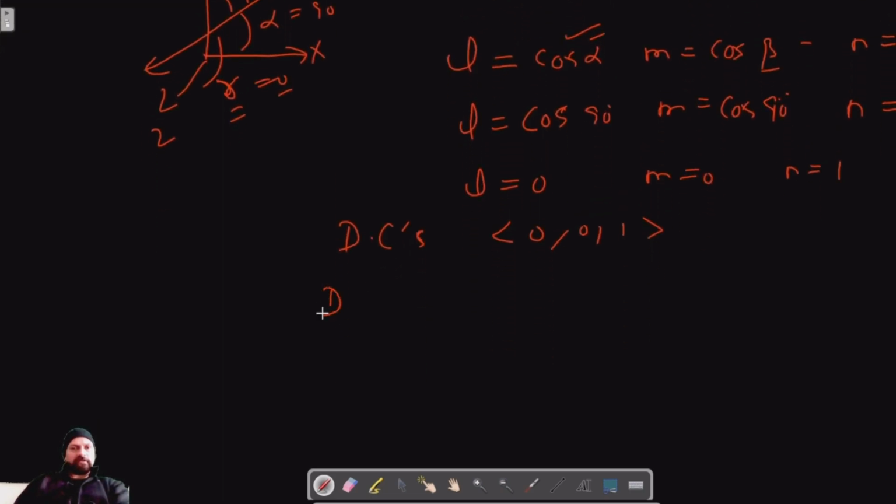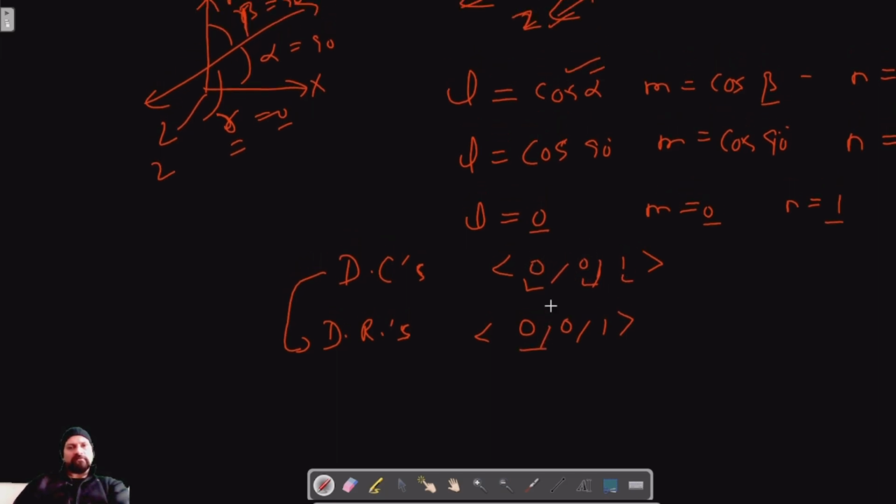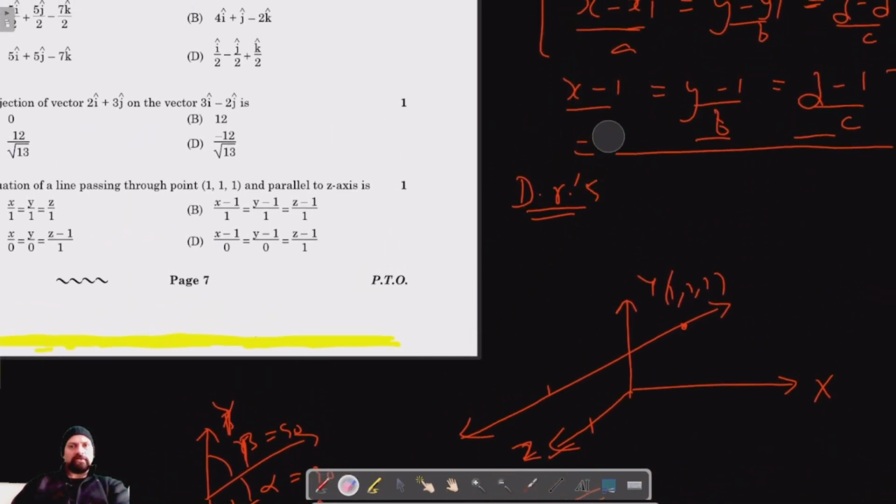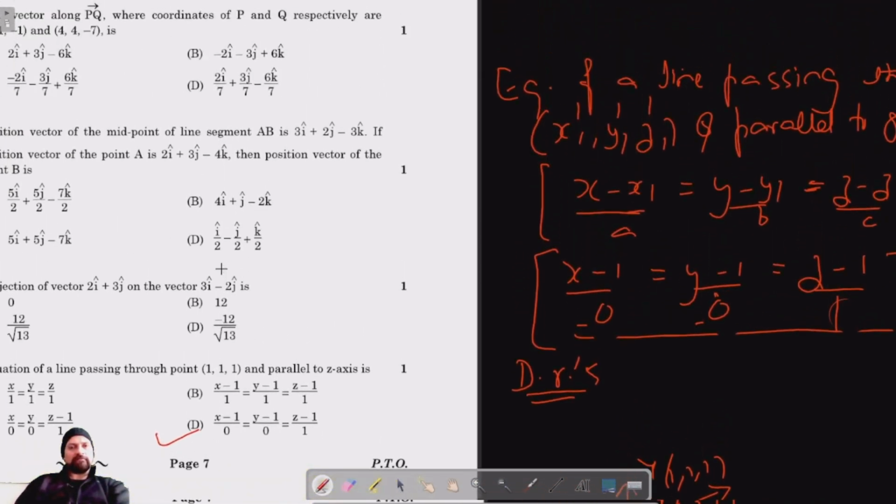But we have to find the direction ratios. Direction ratios are some multiples of the direction cosines. In this case, let's multiply them with 1, so the direction cosines can be the direction ratios. So direction ratios are 0, 0, 1. If I put the values here, our required equation is (x minus 1) by 0, (y minus 1) by 0, (z minus 1) by 1. So option D is the correct answer.